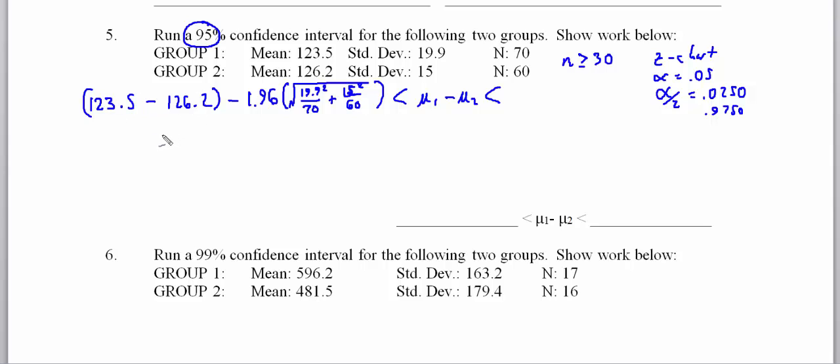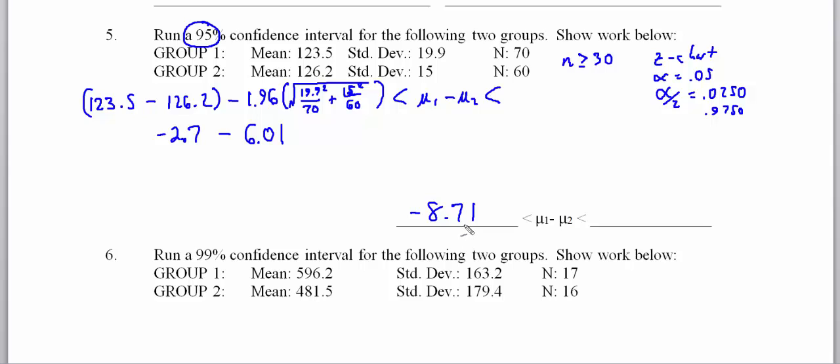I'm going to subtract these two, which gives me negative 2.7. And then I'm going to take negative 1.96 and multiply it by the square root of this fraction plus this fraction. Now, I'm not going to go through the calculator and show you that. If you have specific questions on the technology, please email me or work with me in class and I can help you with that. But we did ample work in class, so this is going to be negative 6.01. And if I subtract these two numbers, I get a negative 8.71 for the lower part of my confidence interval.